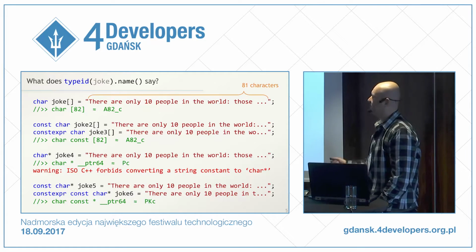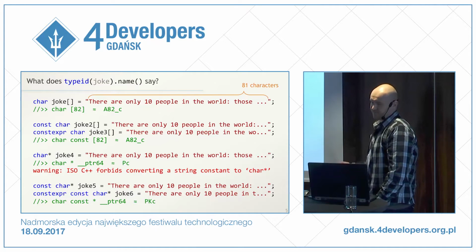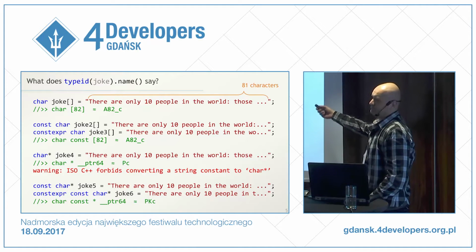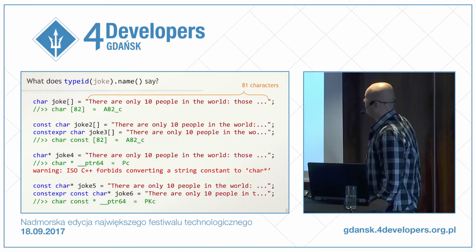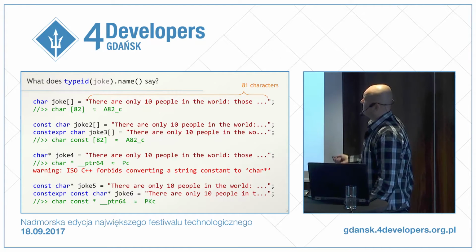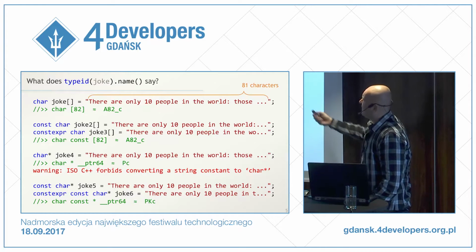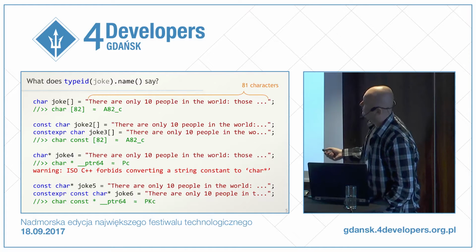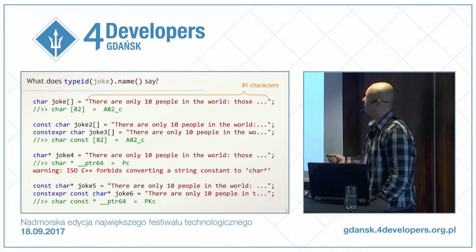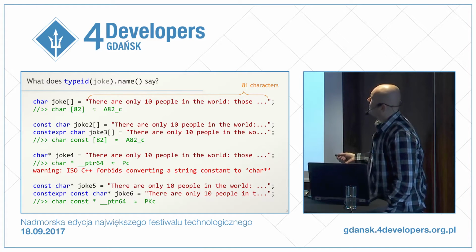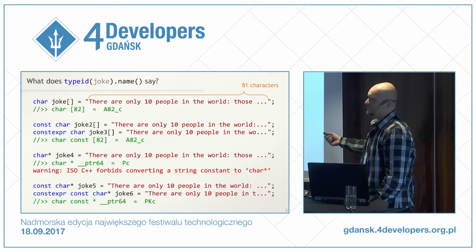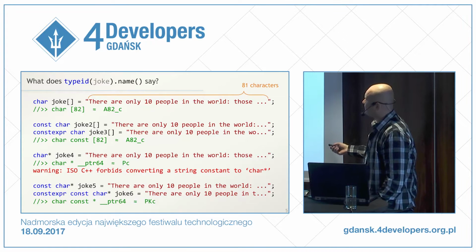How can we store a string in C++, right? We can do something like this. Let's play a game. What type is joke? So this is an array of characters. The first one will be produced by Visual Studio, the latter one by GCC and Clang. So it's an array of characters. You can modify them.